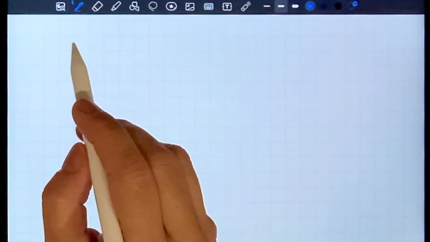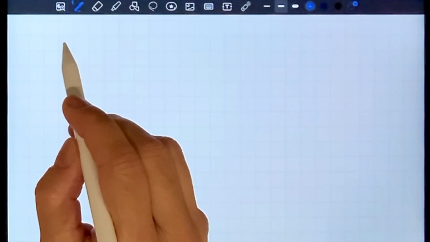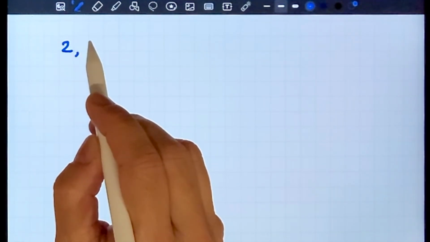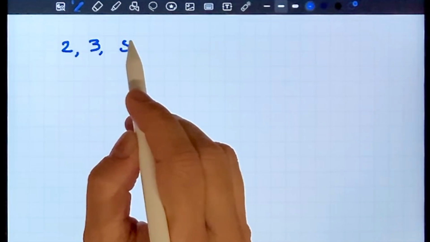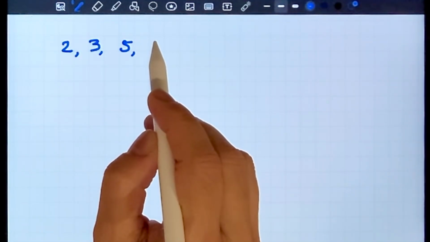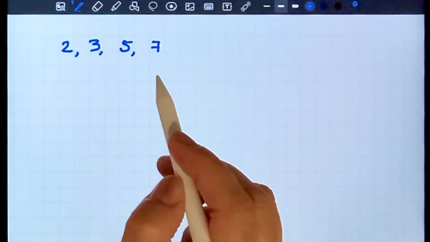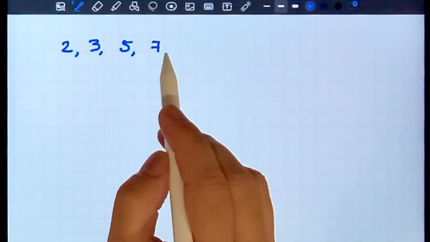Okay, so primes between 0 and 10. So our first prime number is 2. Next is 3. Then 5 and 7. Those are all the prime numbers between 0 and 10.